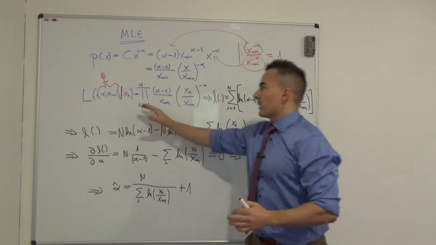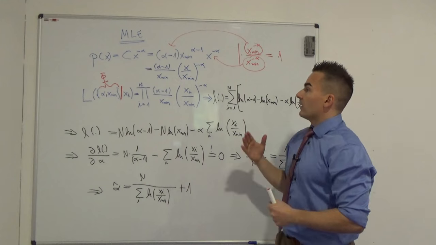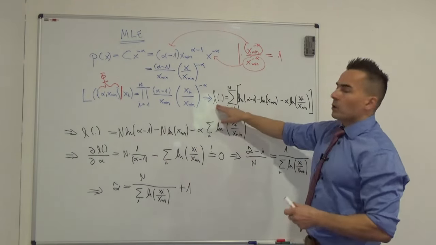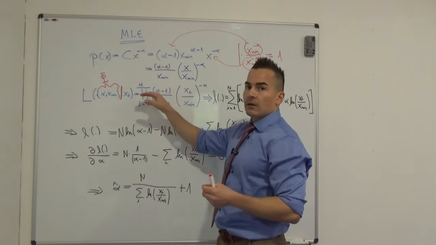Then we can take the logarithm of the likelihood, which brings us to the log likelihood function. The log likelihood function makes things much easier because the product sign becomes a sum sign.